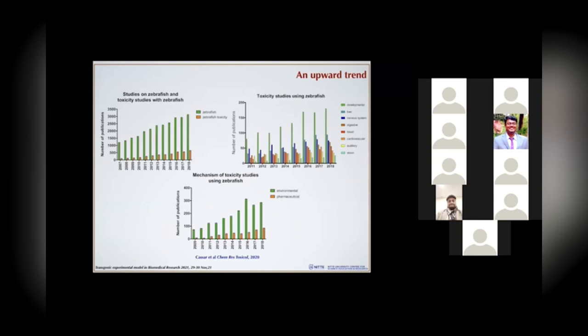Next slide, Akshat. Now this is data from a 2018, 2020 paper. This is just to tell you that there was a trend in the use of zebrafish in toxicity studies, in looking at organ-specific toxicity, or when people are trying to understand the mechanisms involved in toxicity. You see the graph is upward from 2007 to 2018. In the data, the green bars are all zebrafish studies, and the orange bar is toxicity studies. Next slide, Akshat.